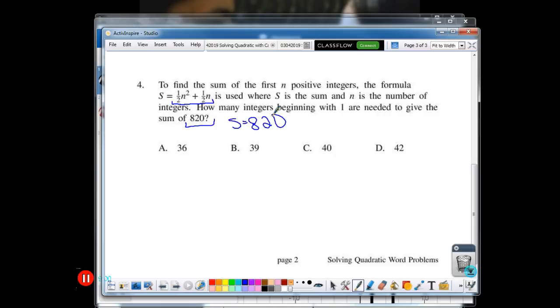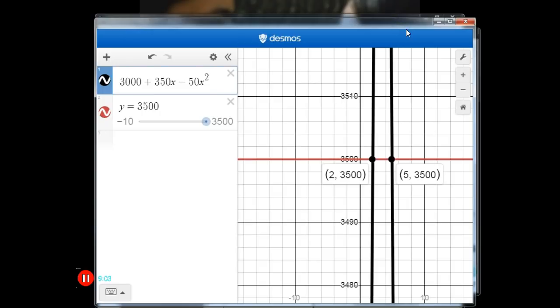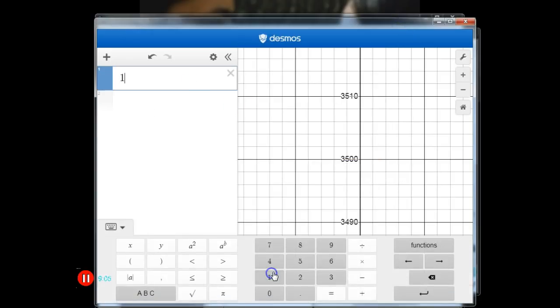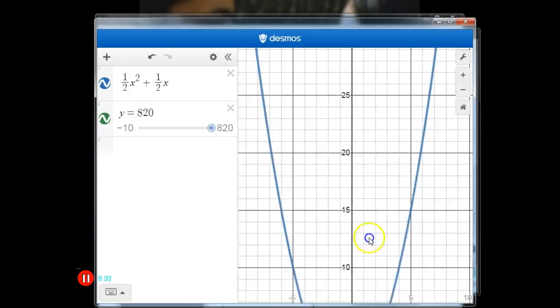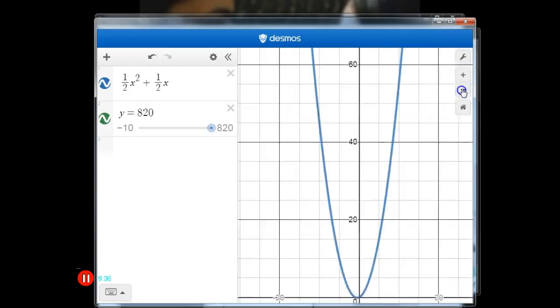Okay, so let's plug this in. So I have 1 divided by 2, and remember, s is now going to become x squared plus 1 divided by 2x. Nope, I got stuck at the bottom of the fraction. And then I want y to equal 820. Okay, so I'm going to go back here. And so now I need to go where it's 820.